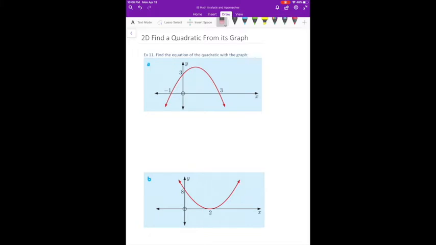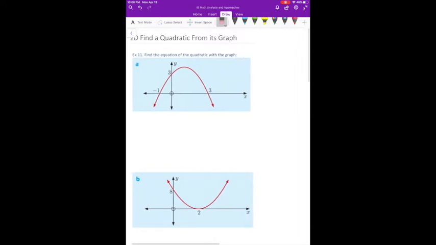Today we're gonna go ahead and do the notes for 2D, which is find a quadratic from its graph. With this section, we are going to write quadratic functions or equations given a graph or a description of the graph. Before we get started with the examples, we're going to basically be using two forms of quadratic equations. First there's factored form.